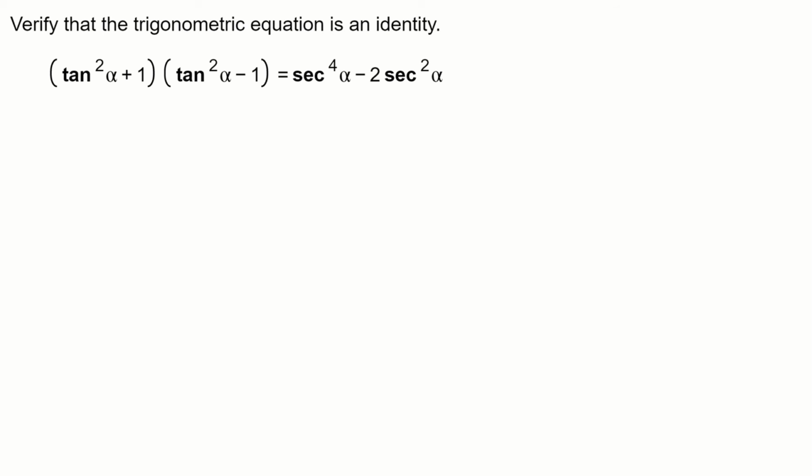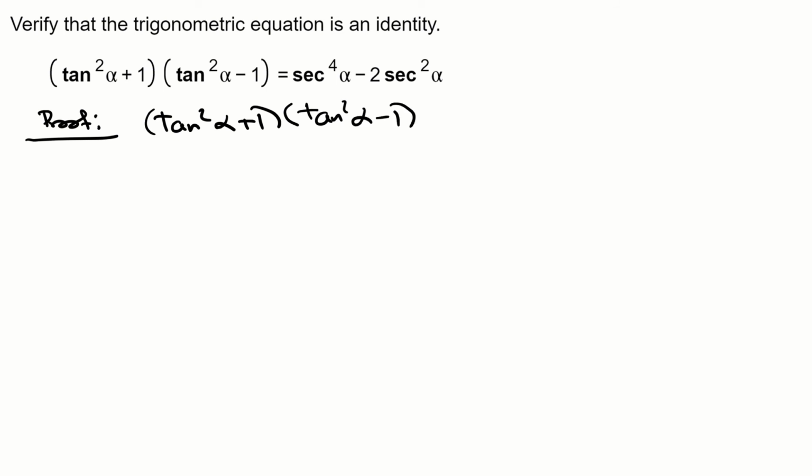Hello everyone, in this video we're going to prove the given identity, and it looks like we're going to want to go from squares to the fourth power, so it'll be easier probably if we try to go from the left side to the right side. So let's go ahead and begin our proof by rewriting the left side. So we start with tan squared alpha plus 1 times tan squared alpha minus 1.